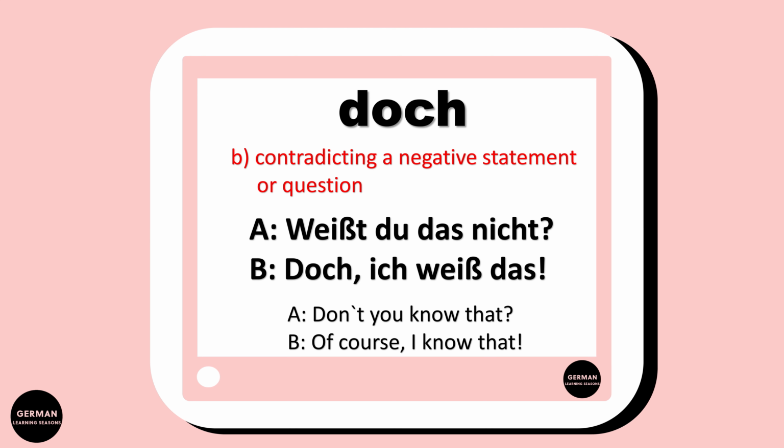It's also used for contradicting a negative statement or a question. For example, A asks, weißt du das nicht? And B answers, doch, ich weiß das. So A is making a negative question and B is contradicting it. So A is asking, don't you know that? And B answers, of course I know that.